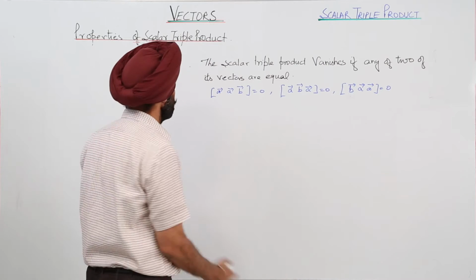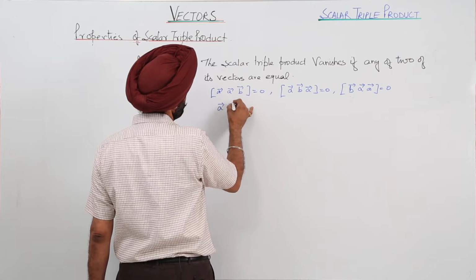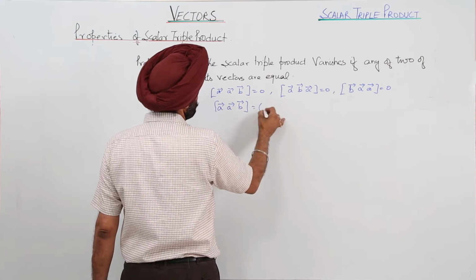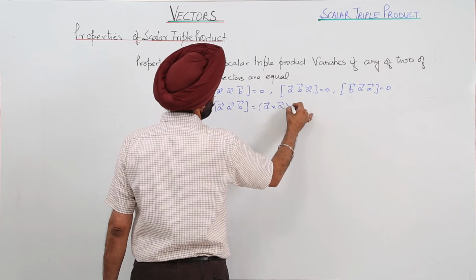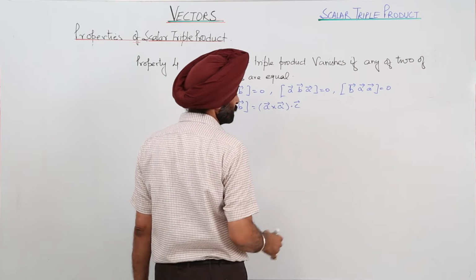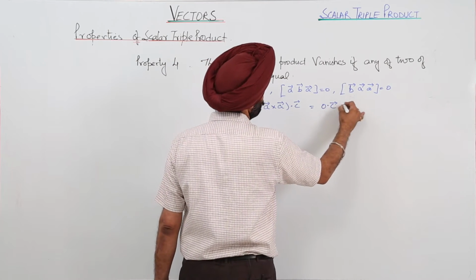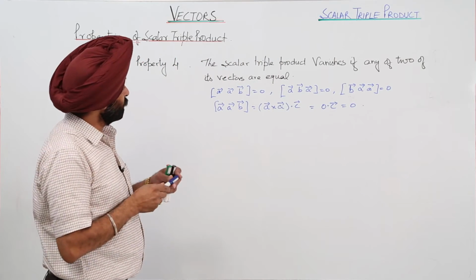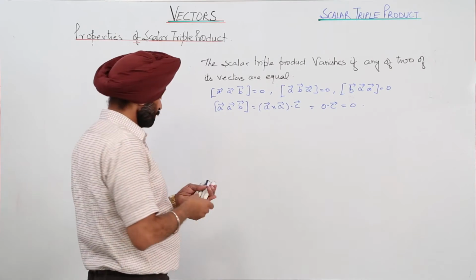Okay, now how it will be? Now to this what we can write? Vector A, vector A, vector B. This is equal to vector A cross vector A with dot vector C, or this is equal to 0 dot vector C is equal to 0. So like this, if any of the two vectors are equal, then scalar triple product will vanish.